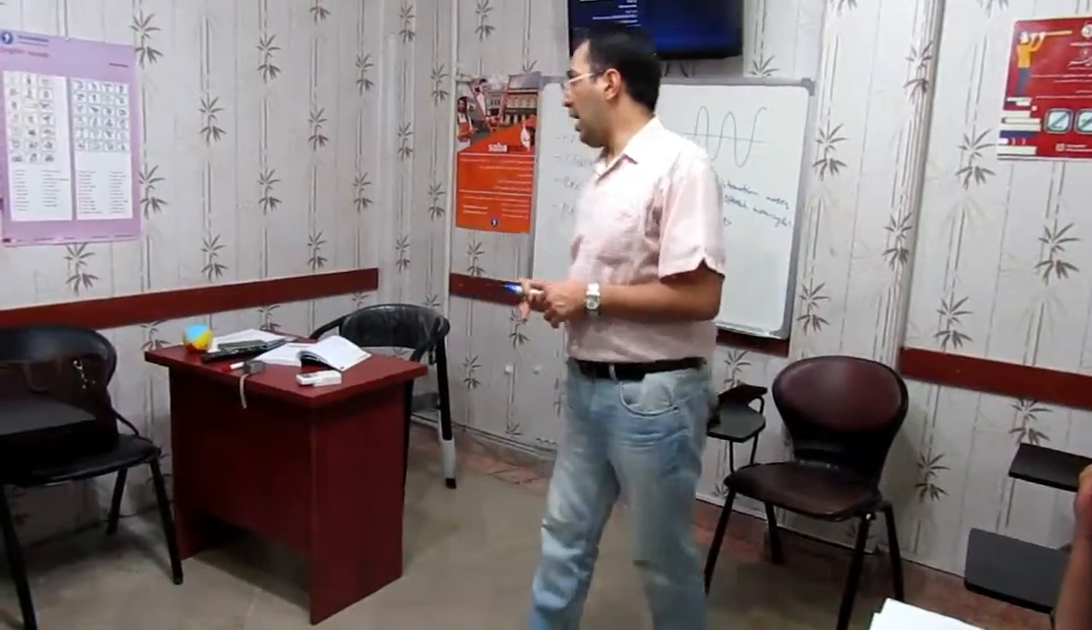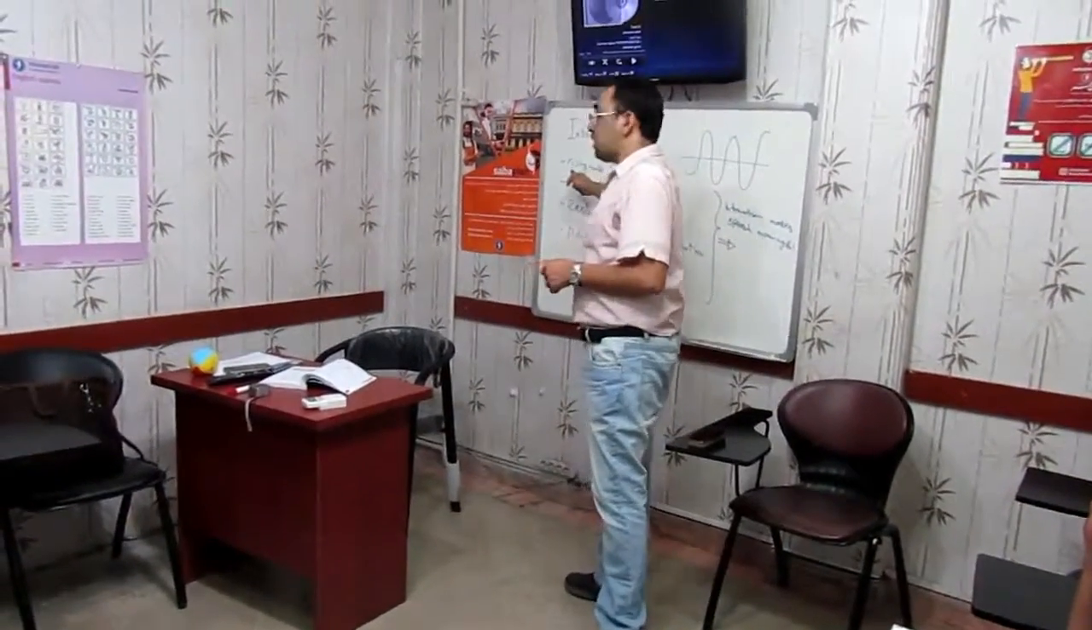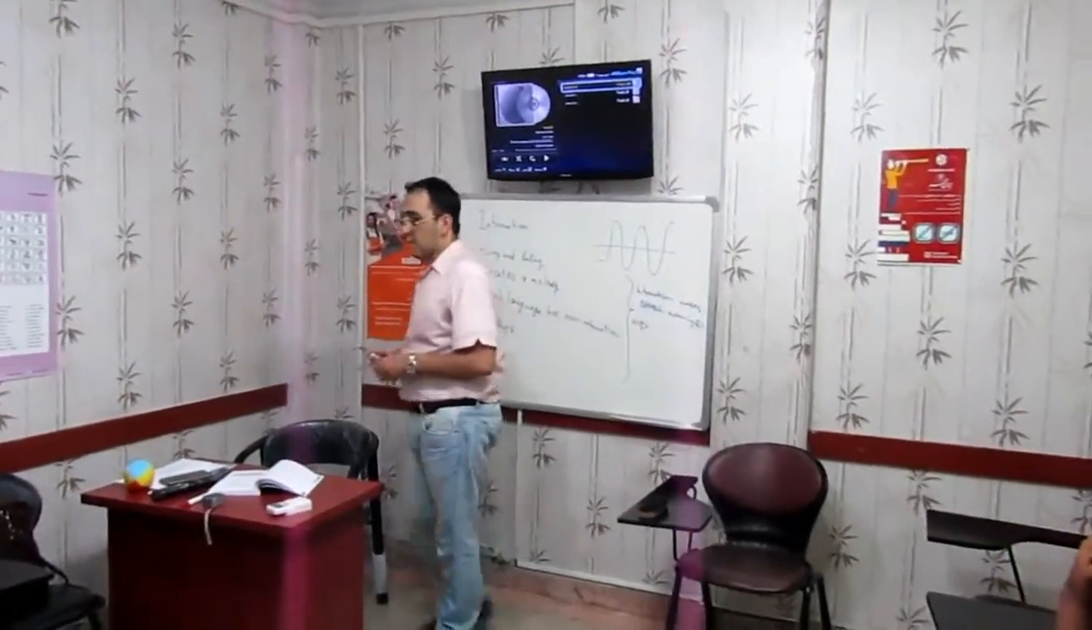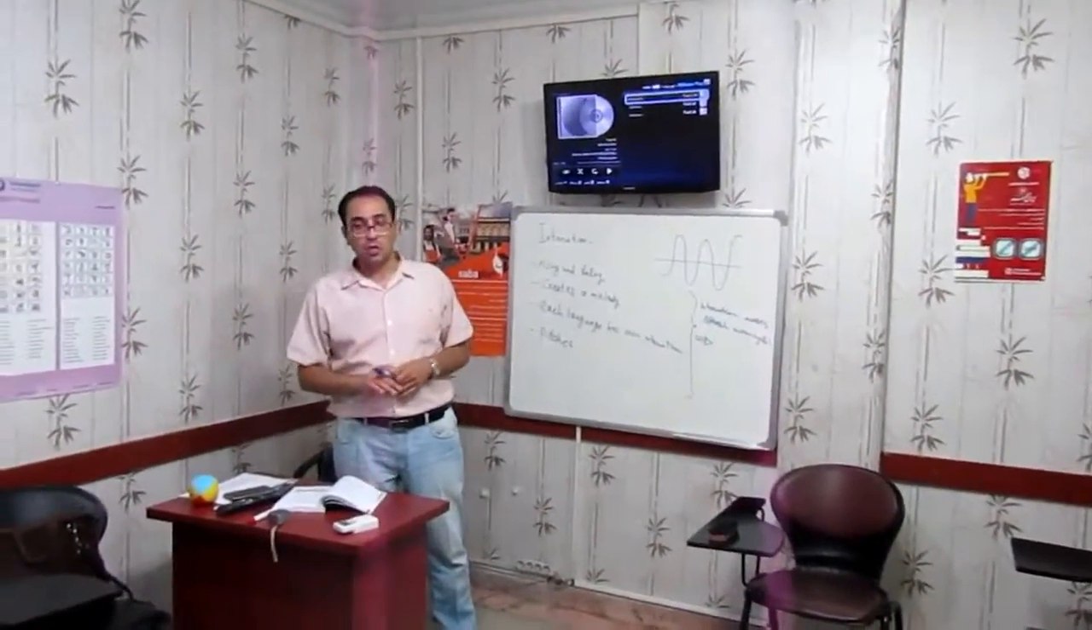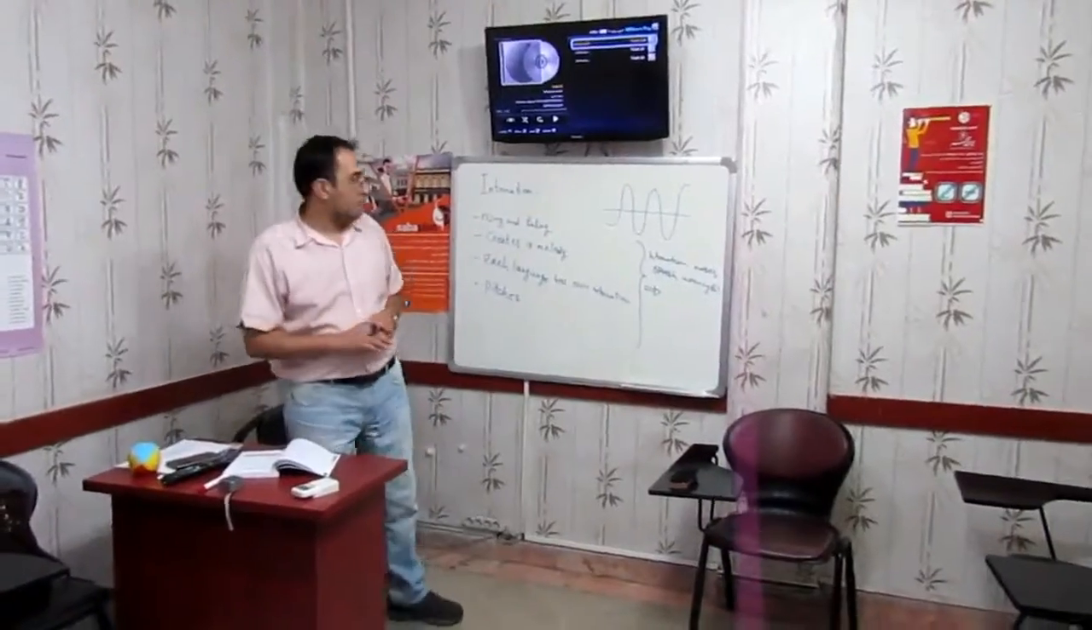We need to introduce intonation patterns in English. But before, we said that it has rising and falling patterns. So the two basics of intonation in English are rising and falling.